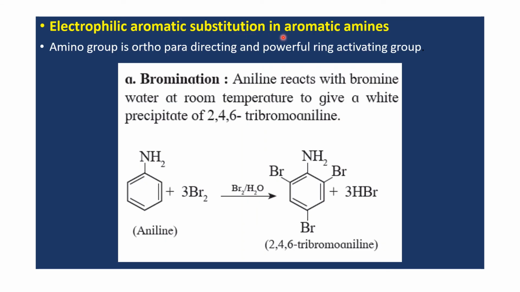Electrophilic aromatic substitution in aromatic amines. The amino group is an ortho-para-directing and strongly activating group. Thus, aryl amines readily undergo electrophilic substitution reactions. First one, bromination. Aniline reacts with bromine water at room temperature to give a white precipitate of 2,4,6-tribromoaniline. The equation is aniline plus 3 molecules of bromine water. It forms 2,4,6-tribromoaniline. Here every available ortho and para position is halogenated by bromine.